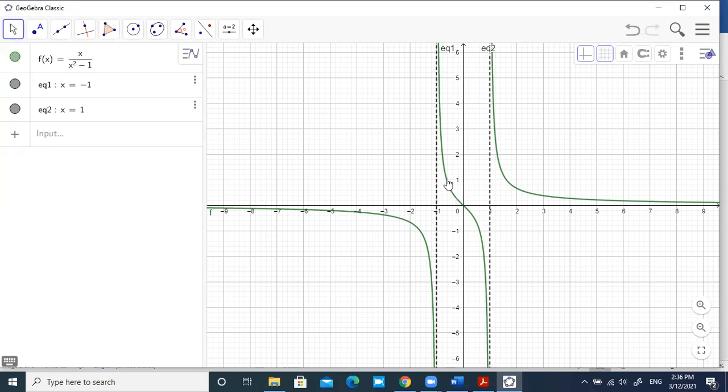Here the concavity, direction of opening, is upward. Here the direction of opening is downward. At 0, 0, the origin, there is an inflection point. And the last one decreases from positive infinity to 0, from the vertical to the horizontal.